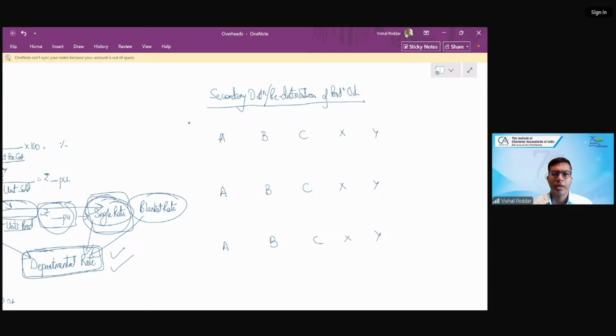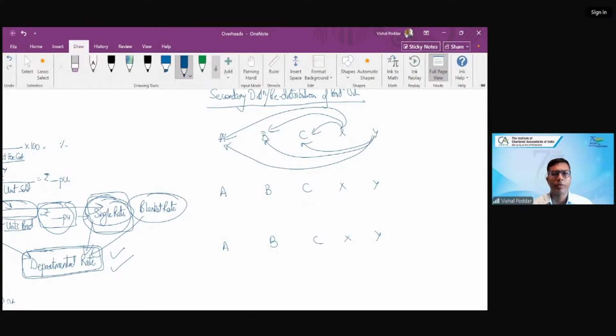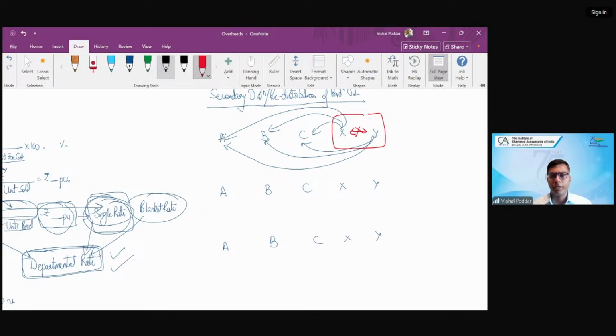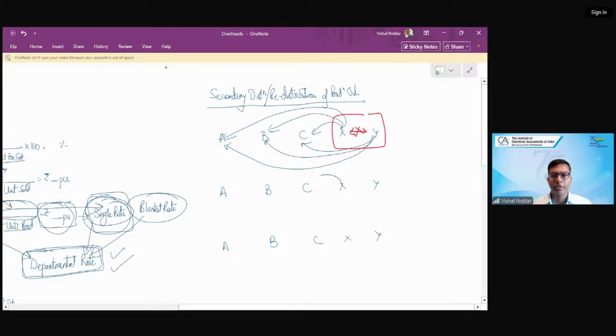The possibilities are service departments are rendering services only to the production departments, but not to one another. So X, Y are not providing any service to one another. So this part you will see there is no service between them. First possibility, right?